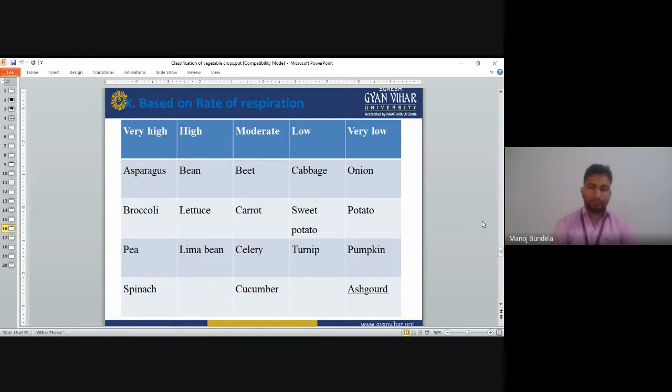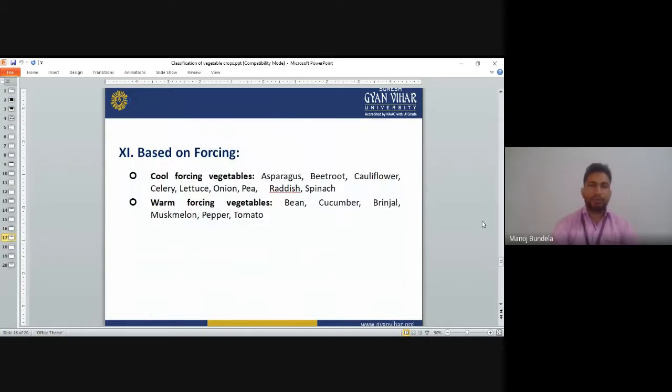Moderate: beet, carrot, celery, and cucumber. Low: cabbage, sweet potato, and garlic. Very low: onion, potato, pumpkin, and squash. So this is the classification based on the respiration rate: very high, high, moderate, low, and very low.